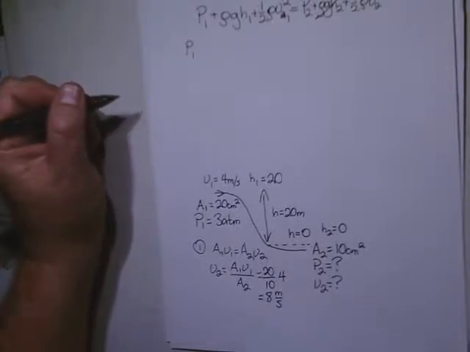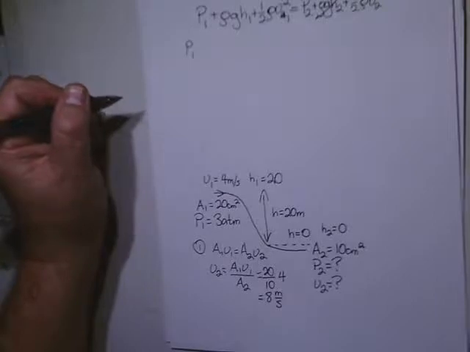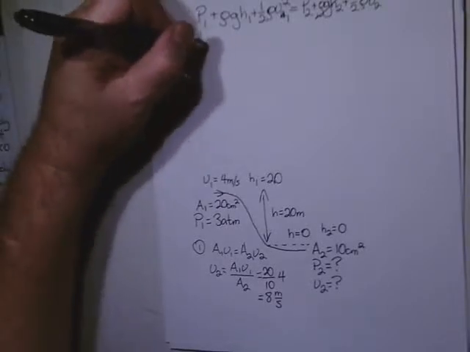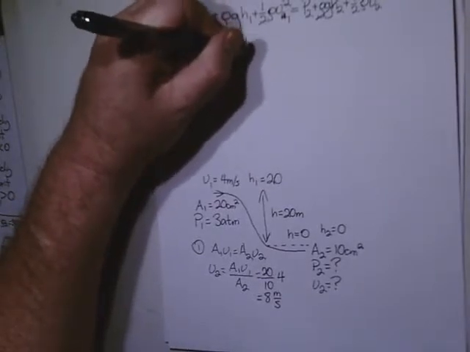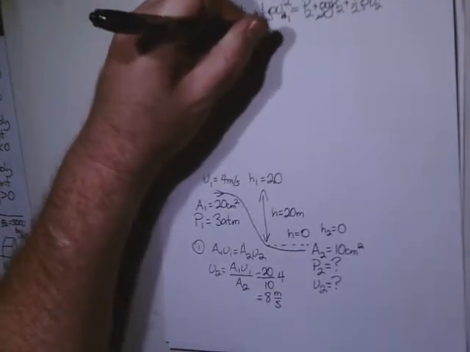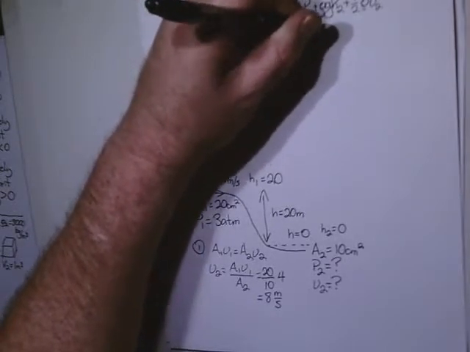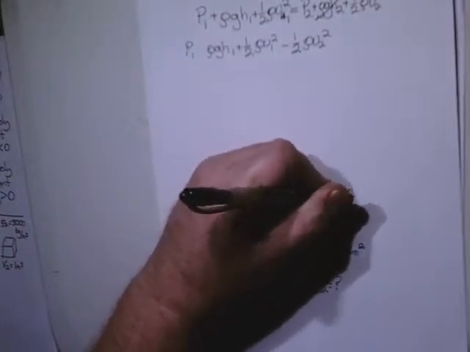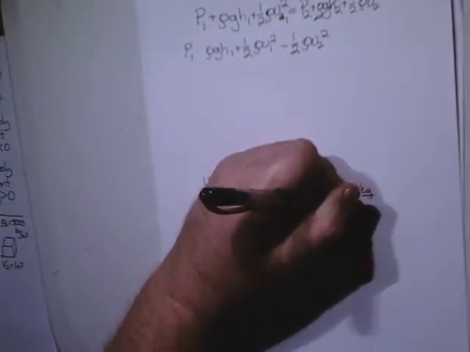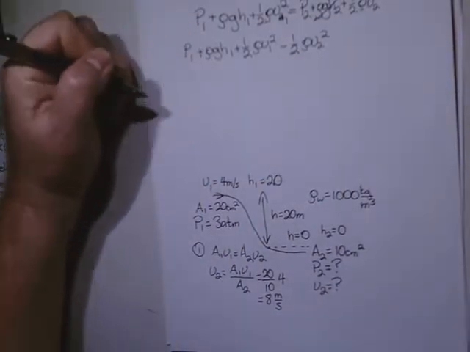And what I'm going to do is point out the pothole that a lot of students fall in. P1 is rho g h1 plus 1/2 rho v1 squared minus 1/2 rho v2 squared. And if I haven't said so, the density of the fluid is water. And so we get this.